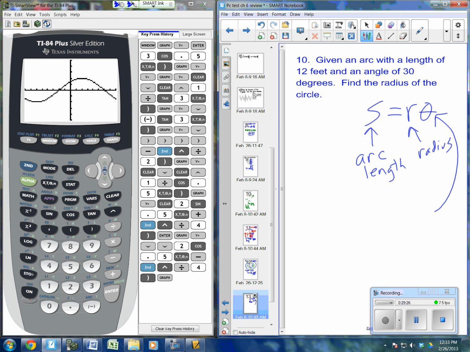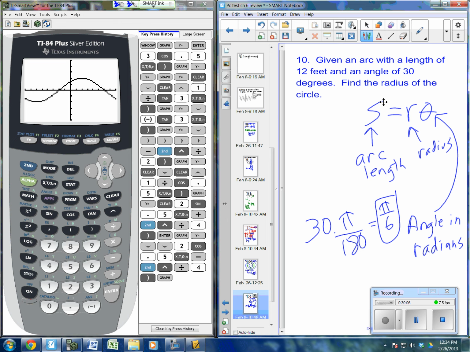And last one, most important. Theta is what? It's a measure of the angle in radians. Do I give you the angle in radians on this problem? So what do you have to do? You have to convert it to radians. How do you convert 30 degrees to radians, you guys? You multiply it by pi over 180, or you can look at the unit circle on that one, 30 degrees. So that reduces to pi over 6.